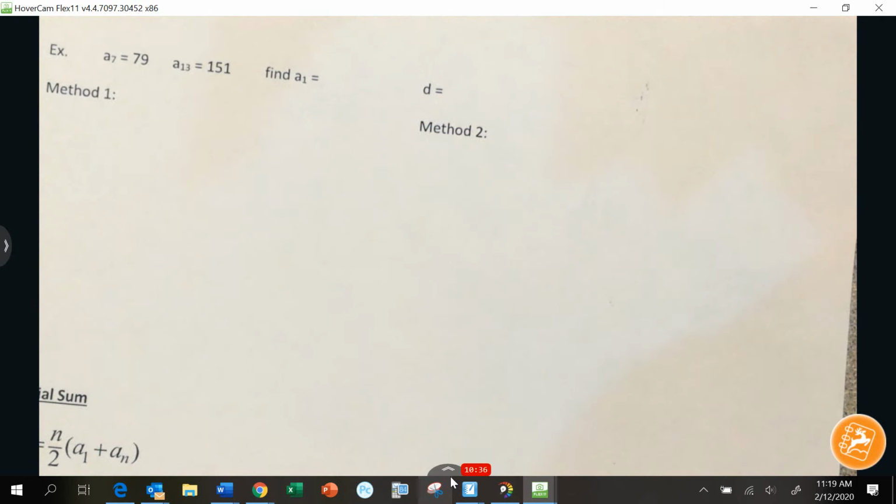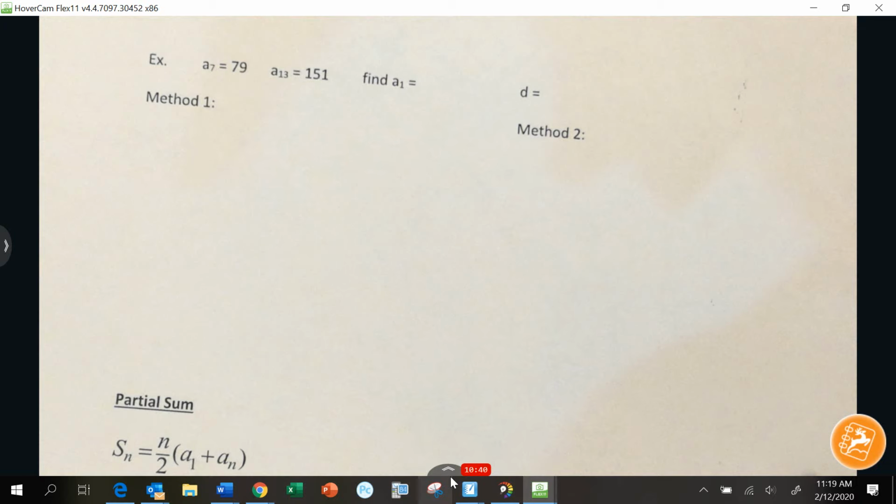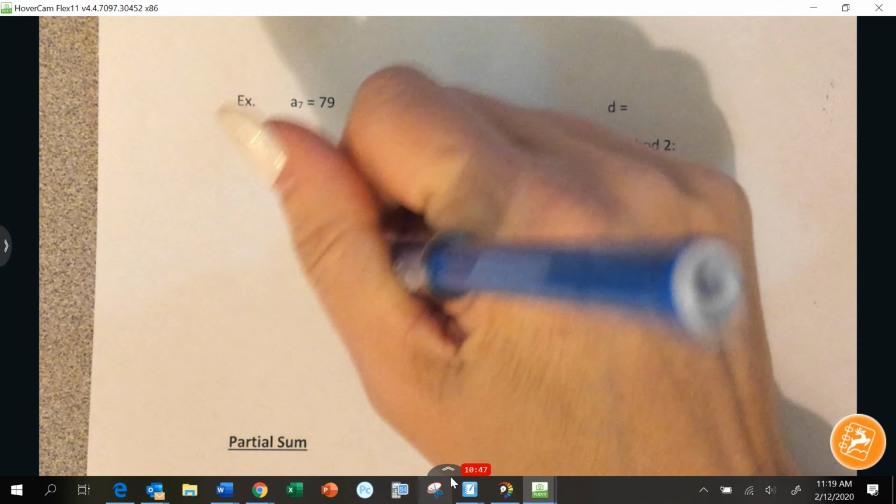You know that question I had up earlier about the sum of 100 numbers? I think something similar to that was on a quiz or a test, and yeah, I had people just list them all out and try to add them all up by hand.